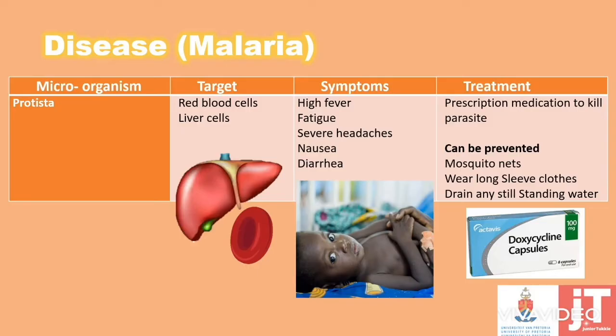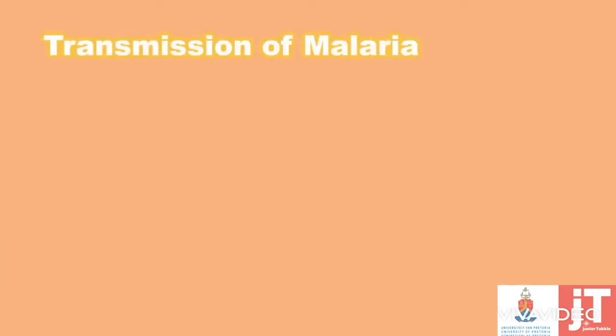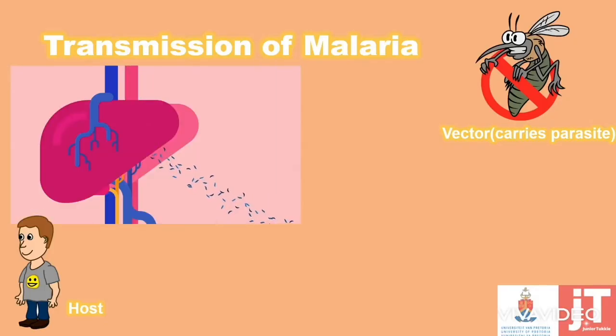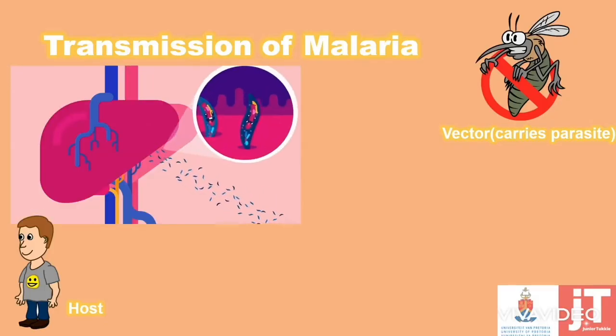Another preventative measure is also just taking a precaution medication to try and prevent the spread or reproduction of the parasite. So let's see the transmission of malaria. It is very important to note that the female mosquito is the vector, so she carries the parasite. As soon as she bites the host, which is the human, the parasite is transferred into the bloodstream of the host. So the mosquito will bite the host.